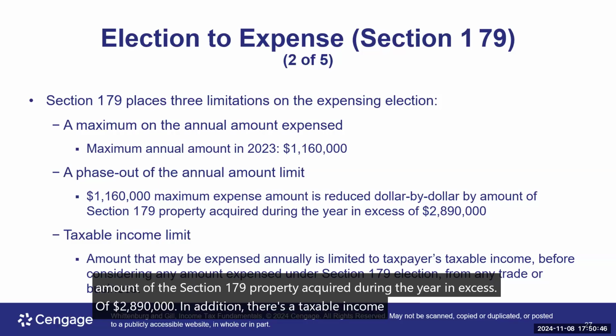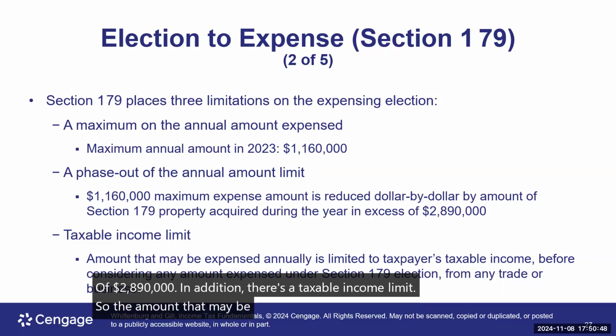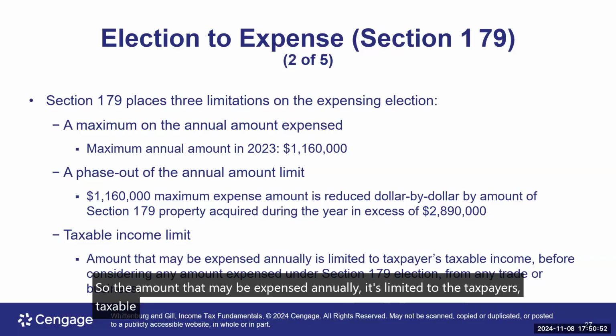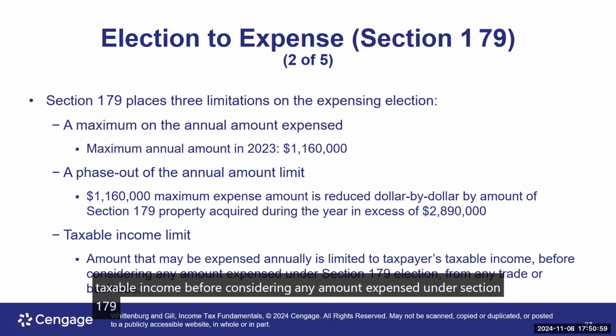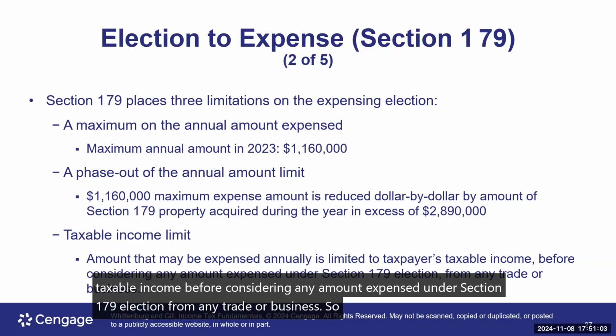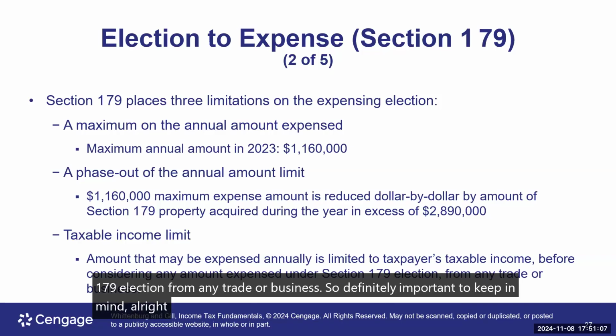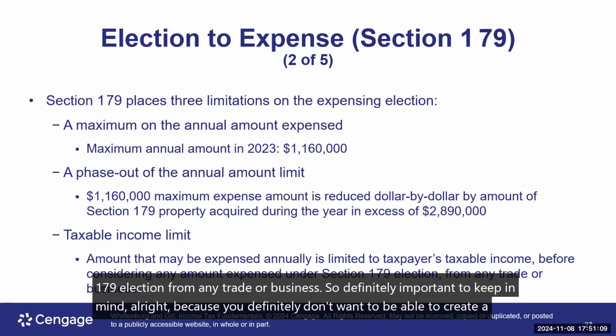In addition, there's a taxable income limit. The amount that may be expensed annually is limited to the taxpayer's taxable income before considering any amount expensed under the Section 179 election from any trade or business. So definitely important to keep in mind, because you definitely don't want to create a net operating loss.